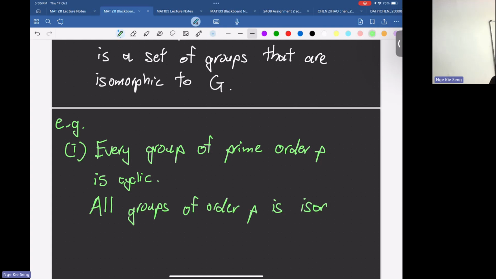So do you still remember what it means by the order of a group? Yes, the number of elements. Again, the number of elements. Don't confuse it with the order of an element. So order has two kinds of usage here. This is the order of a group, so it's a cardinality. So if the group has prime order, it is cyclic. In other words, they are all isomorphic to a cyclic group.